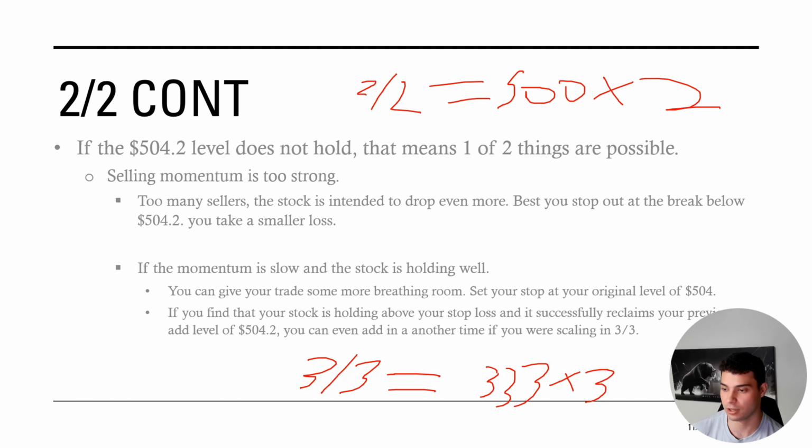Okay. That is how much you're going to put in for each add, right? Your initial starter position is going to be $333. Then if it breaks that level and goes into your other key level below and bounces off it, you add another $333. And then if it breaks that level but reclaims it, and you can see that there's more momentum in that trade, you can add another time to get into an even bigger, or your full position size, right? That's if you were scaling 3 by 3, or that's if you were getting that trade 3 times.